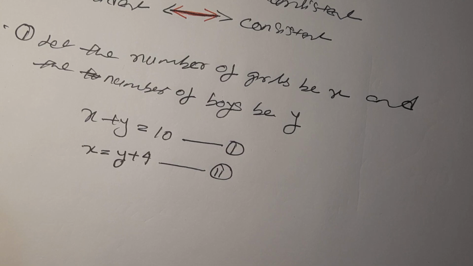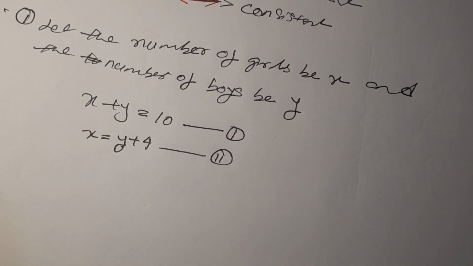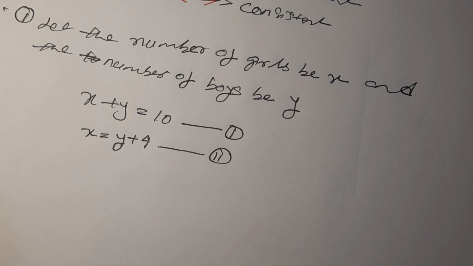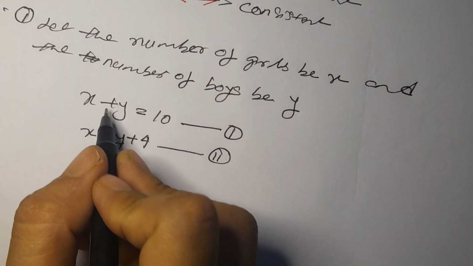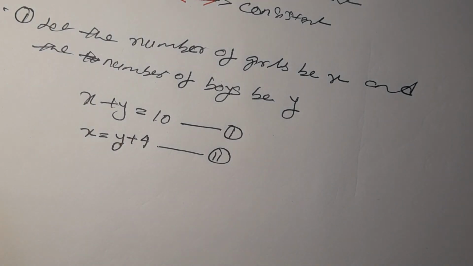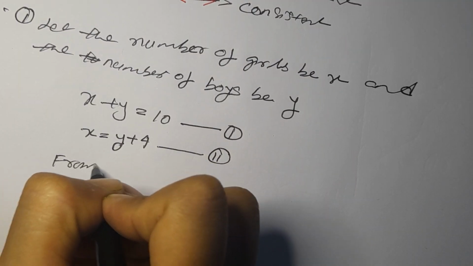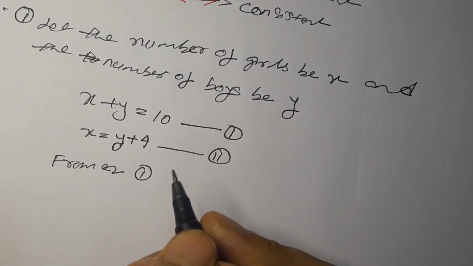But while collecting the numbers may be different, while plotting you will get the same result. So let's take this for the first one. We have to take the value of x and the value of y. First, from equation 1.